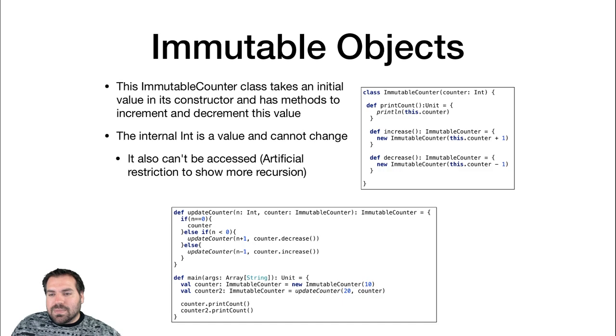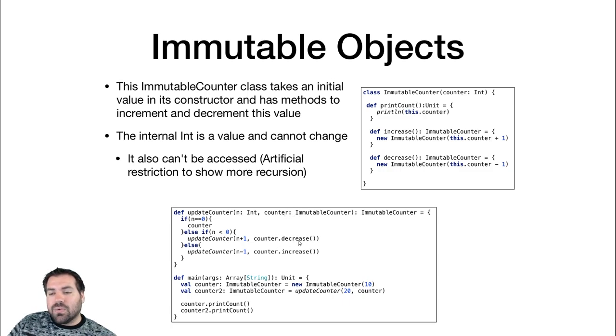So the question becomes, how do we increase and decrease? Well, we're going to create a new object of type immutable counter and increment or decrement that counter based on the method that was called. So we're actually returning a reference to an immutable counter when this is called. So if I say immutable counter, I have a reference to an immutable counter and I want to decrease it.